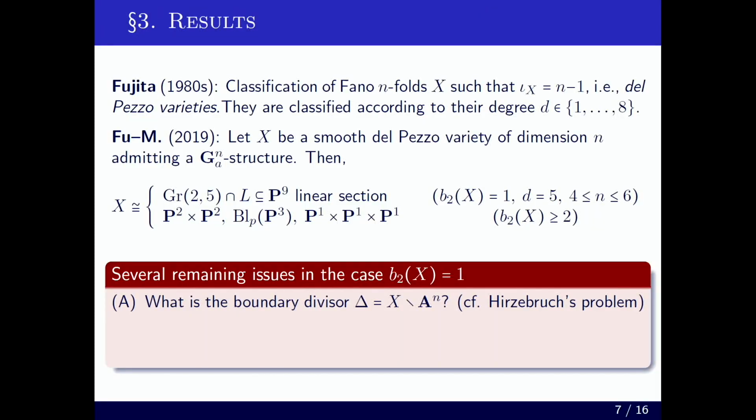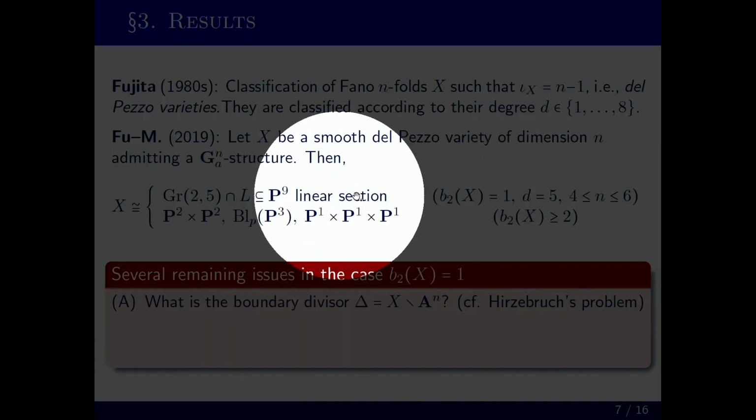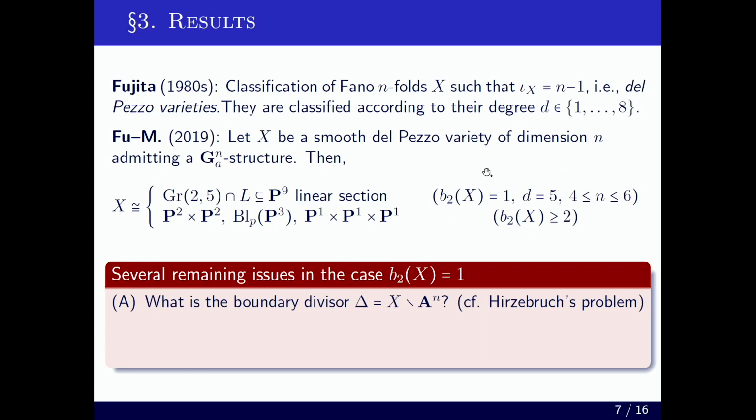I won't enter into the details, but I wanted to tell you that the problem is that this first result on the b2 equals 1 case is very existential. We don't have anything explicit. We only know that there is a way to make this variety additive. So this is not a very good answer from the point of view of the Hirzebruch problem. So we don't know what is the boundary using this result.